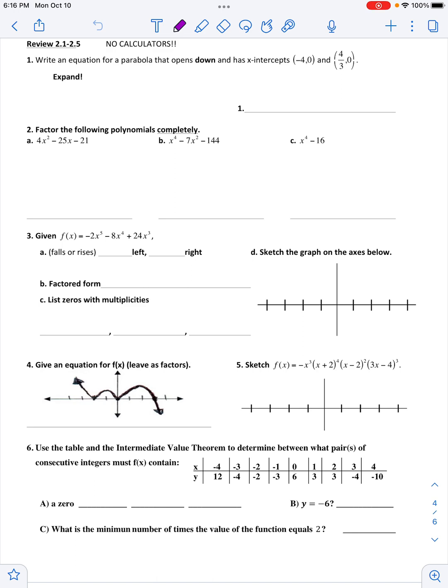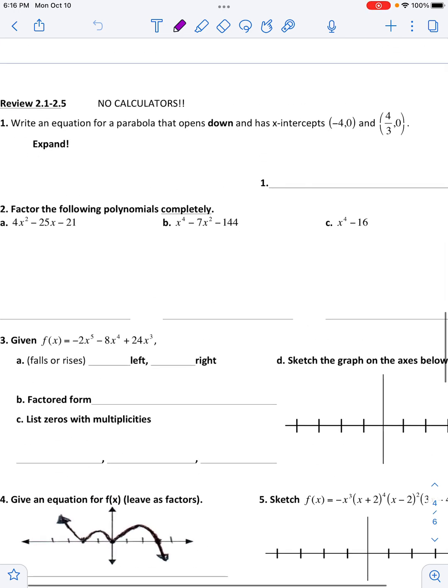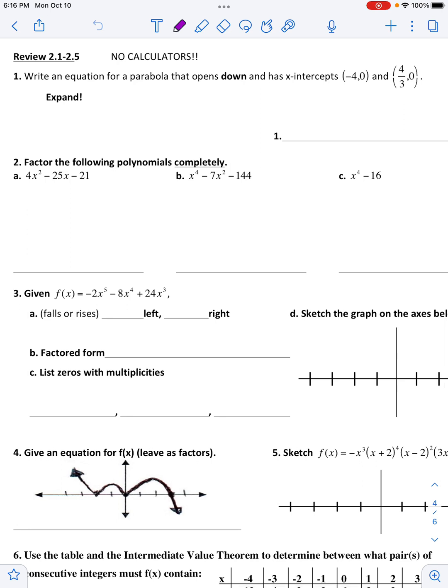Okie dokie. I'm going to make part of a video. I can't imagine I'm going to do the whole thing, but I'll get started. So pay attention to what this is saying.